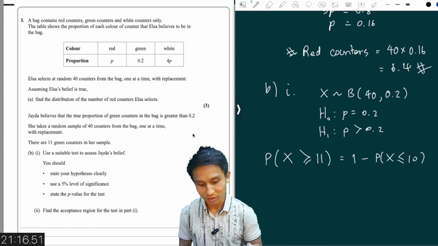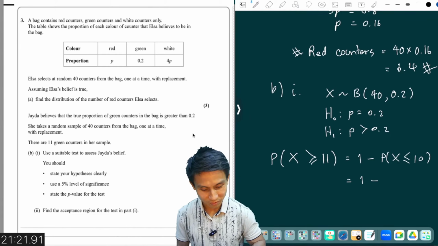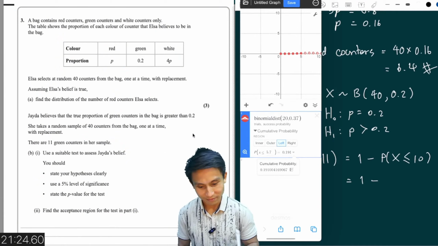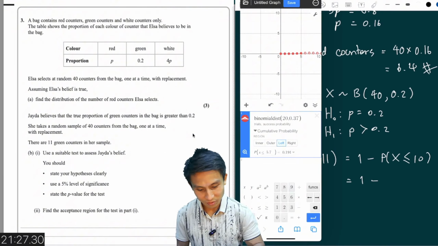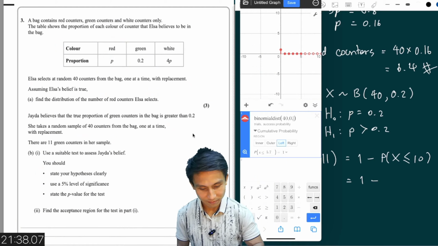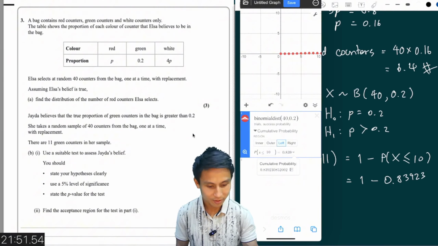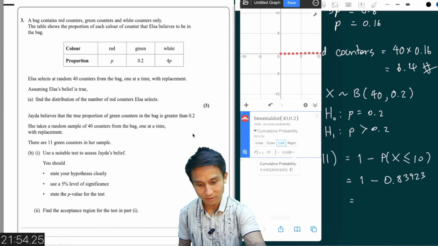All right, and I'm gonna have to be fair, so I'm gonna do the lower tail as well in my Desmos calculator, of course, and you should do it in your graphing calculator. So we already have here the binomial, so I'm just going to do 40 here instead. Delete. 40. Probability of success is 0.2. And then I'm going to do left tail as well, and I'm going to put 10 in here. Okay, so to get the actual value, it's 0.83923.